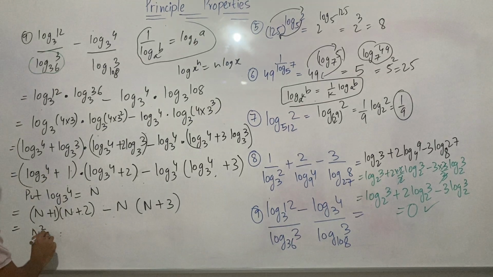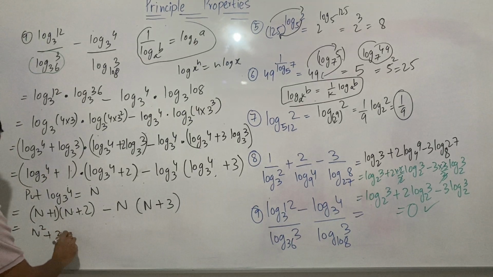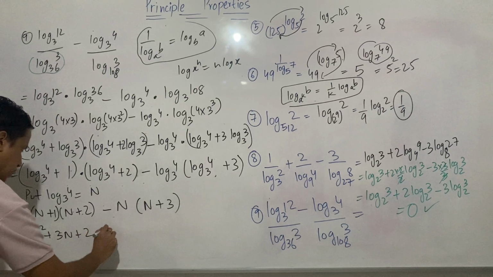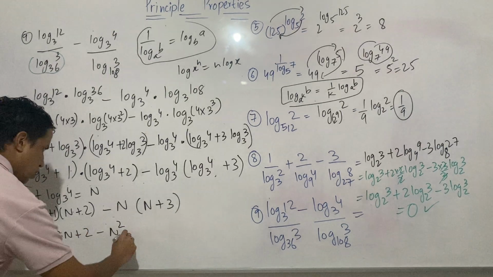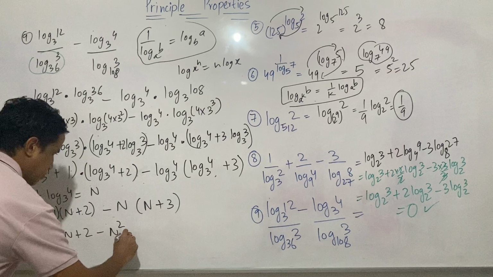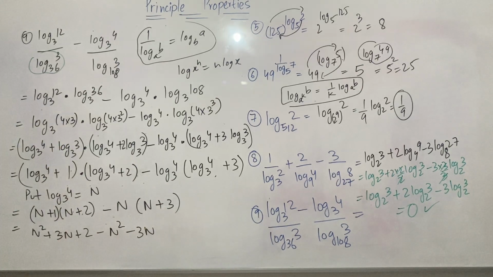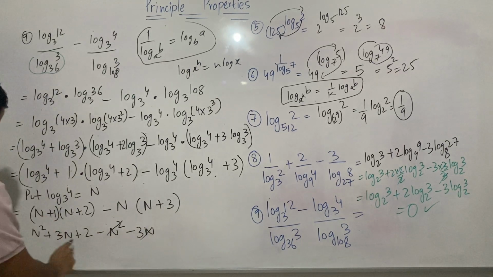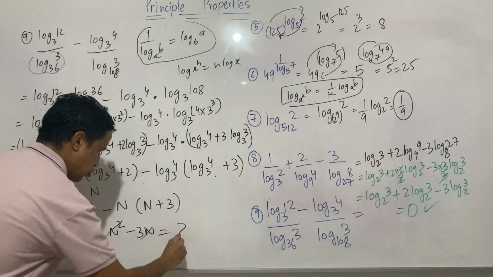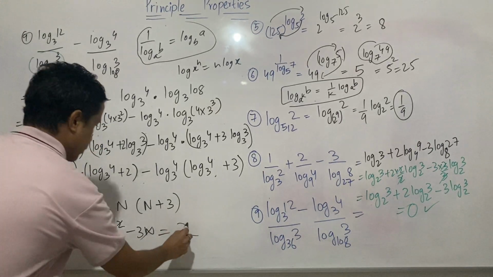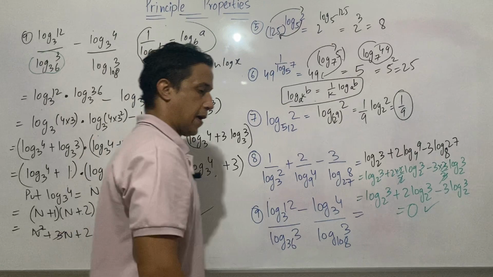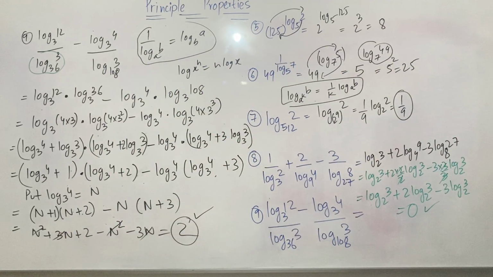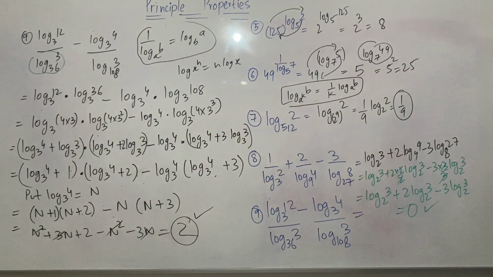n square plus 3n plus 2 minus n square minus 3n, right? So it will be cancelled. So 2 is going to be your answer. 2 is going to be your answer. Okay, so I hope this is clear to you.